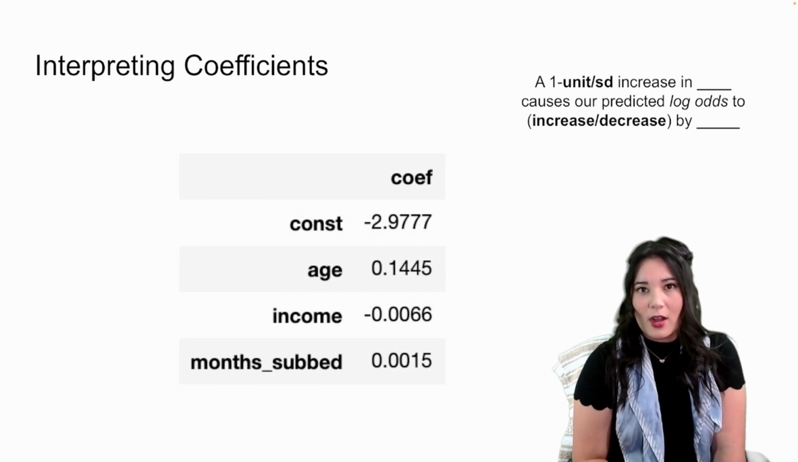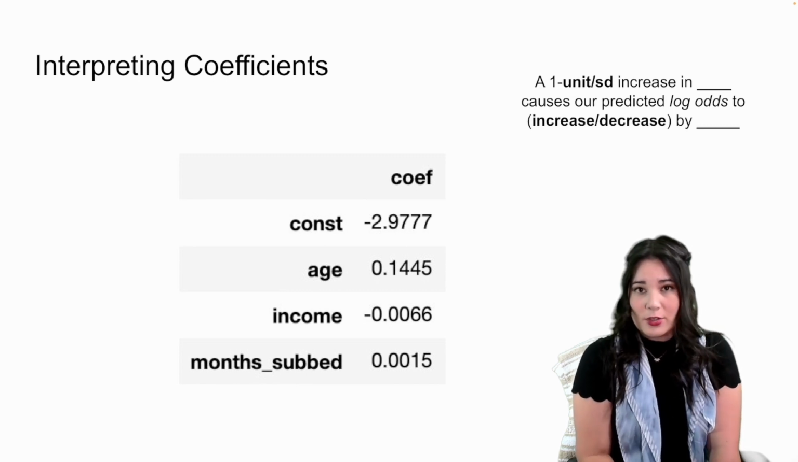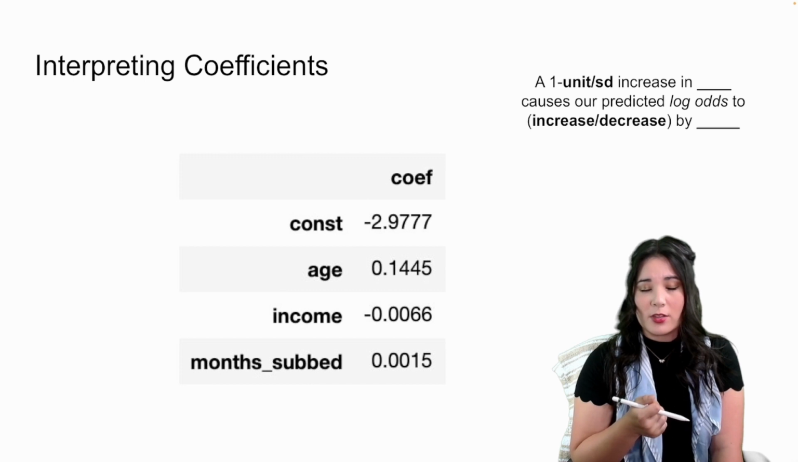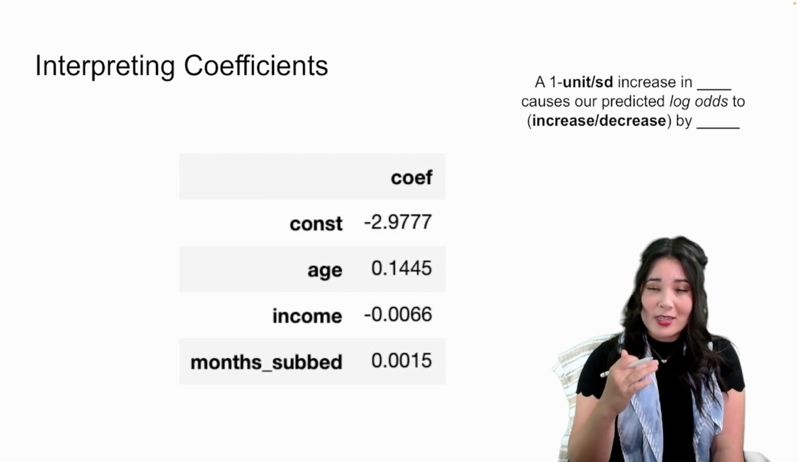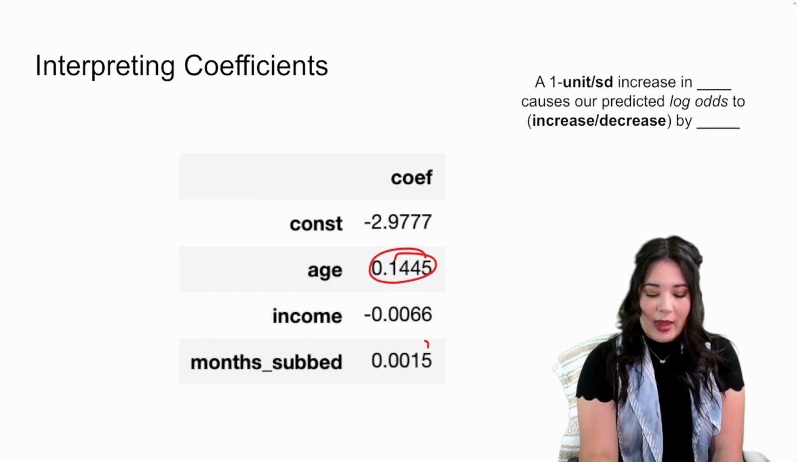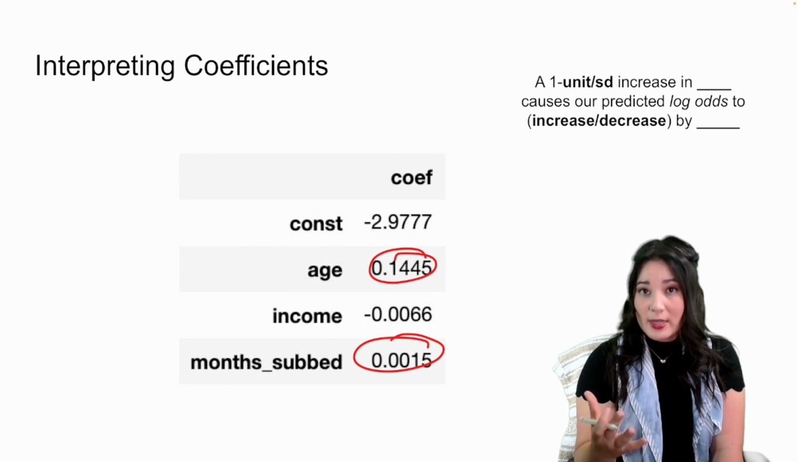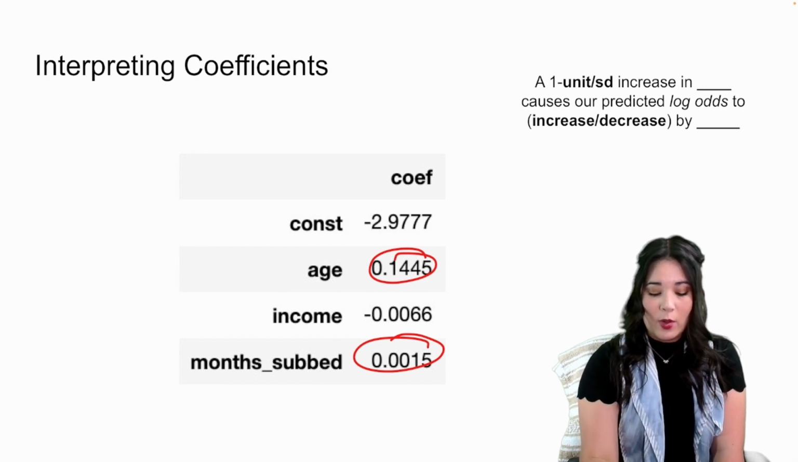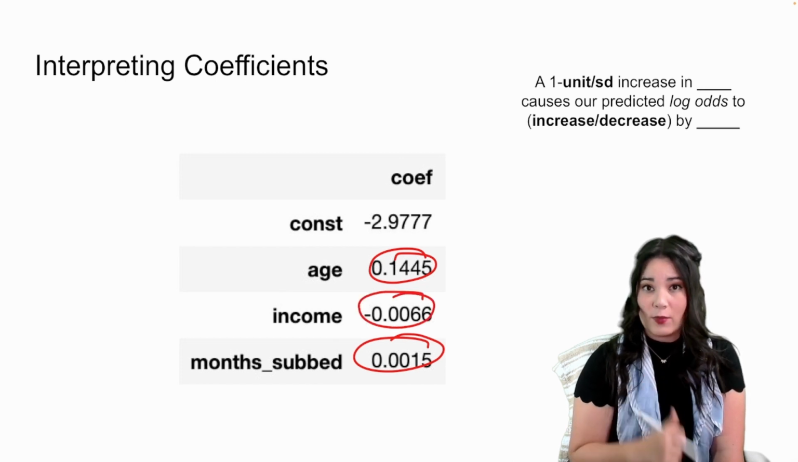However, as we talked about before, log odds are basically uninterpretable. Like, what does a log odd even mean? I'm not sure. So typically with our log odds coefficients, what we're looking for is just whether the relationship is positive or negative. So for instance, from this model, we can tell that age and months subbed have a positive relationship with our outcome, whereas income has a negative relationship.